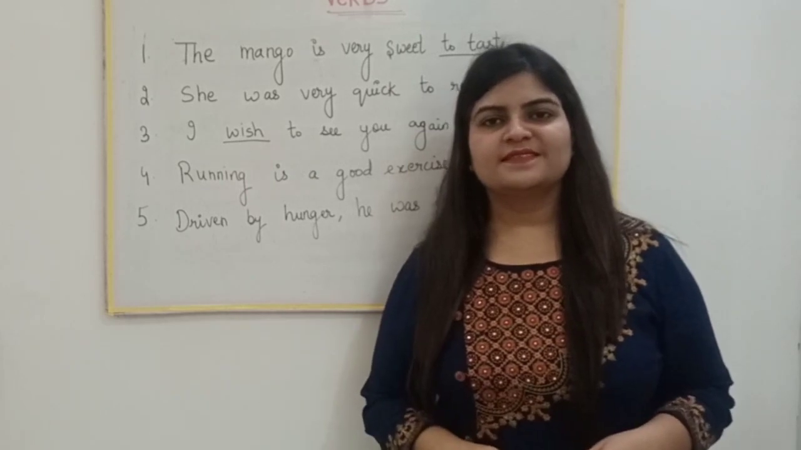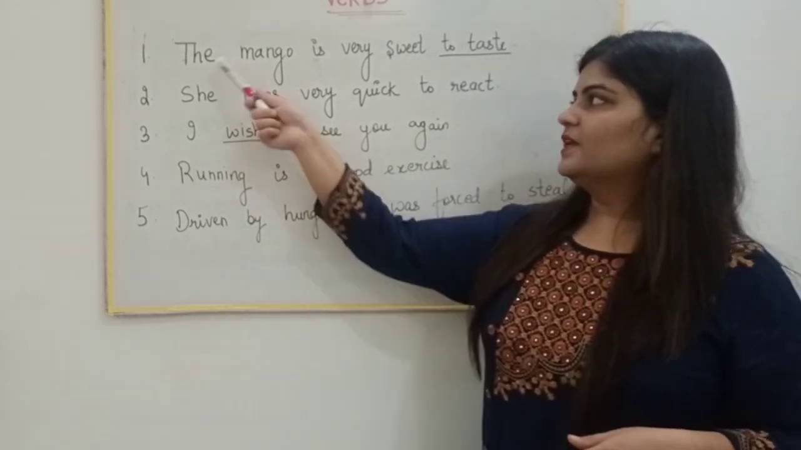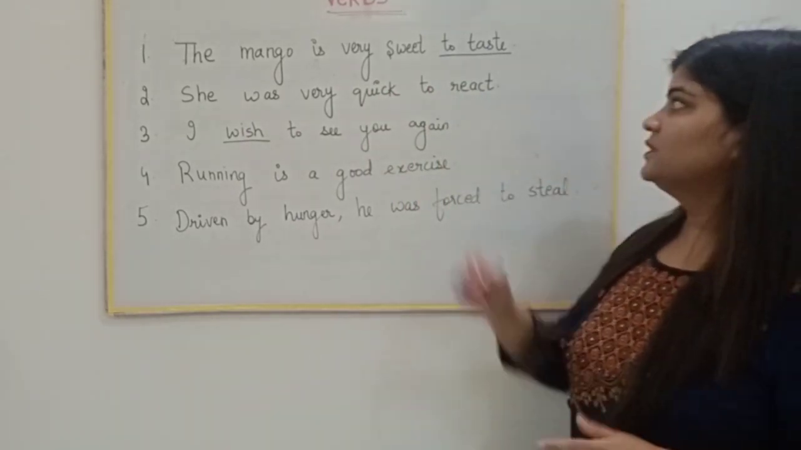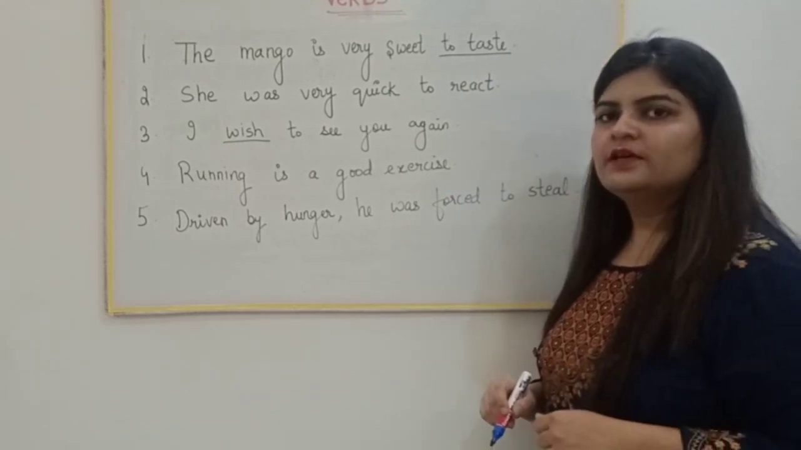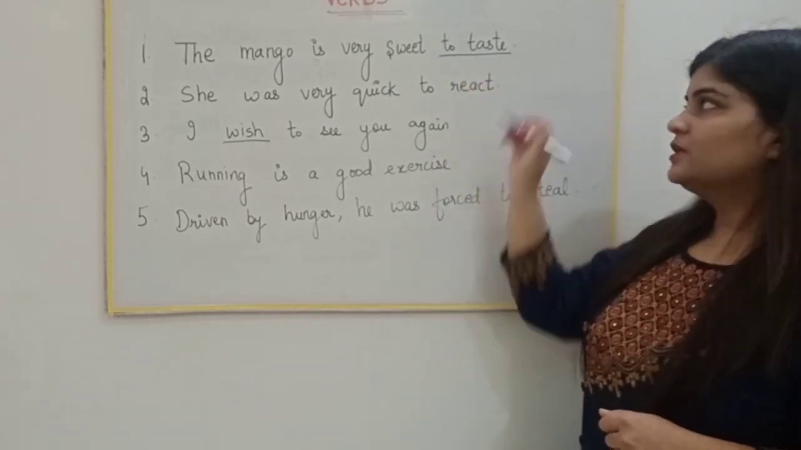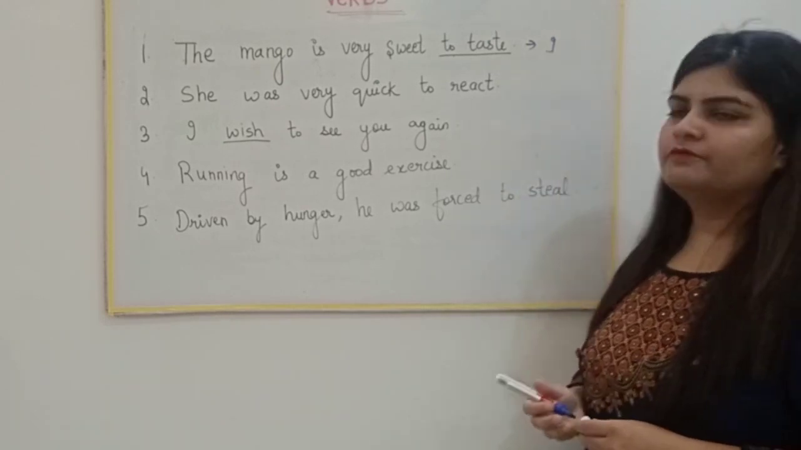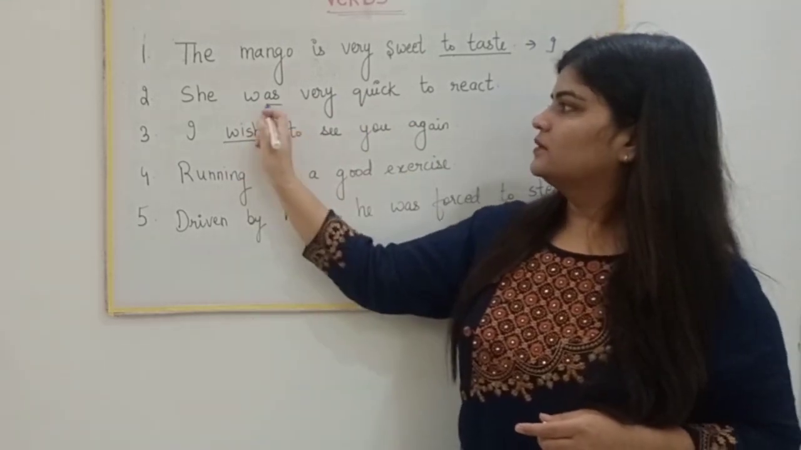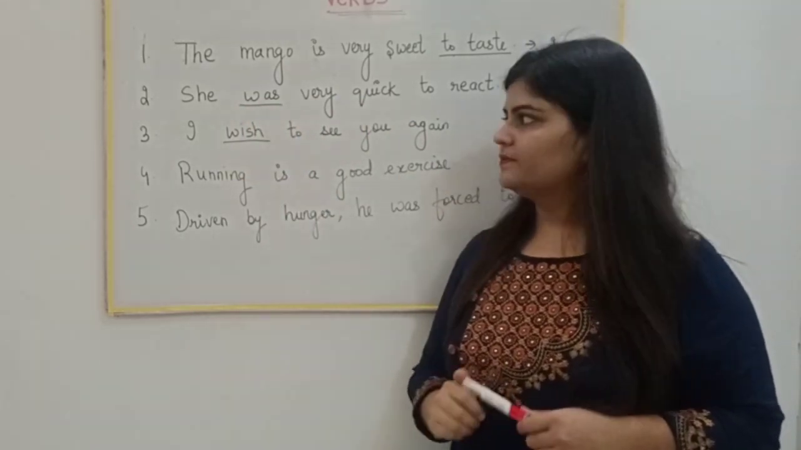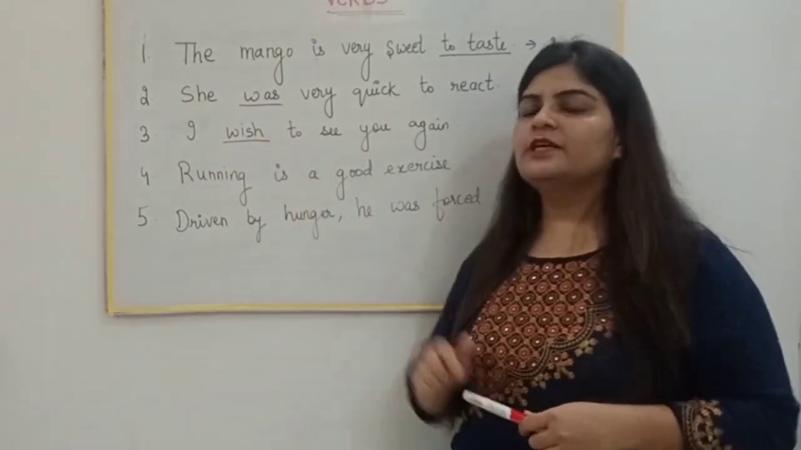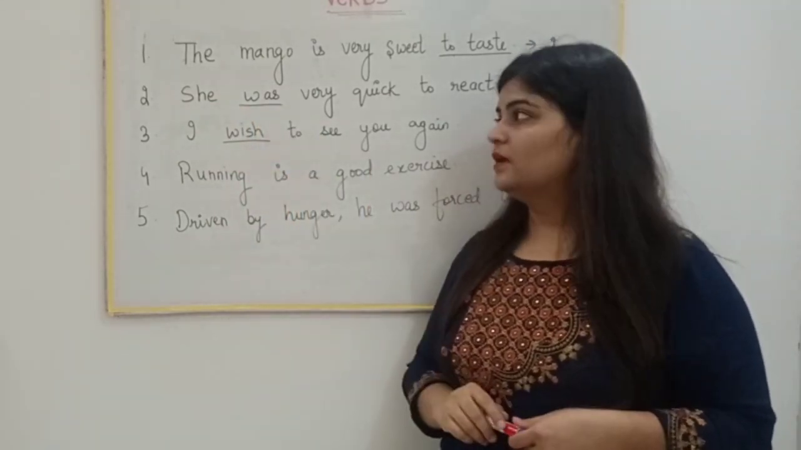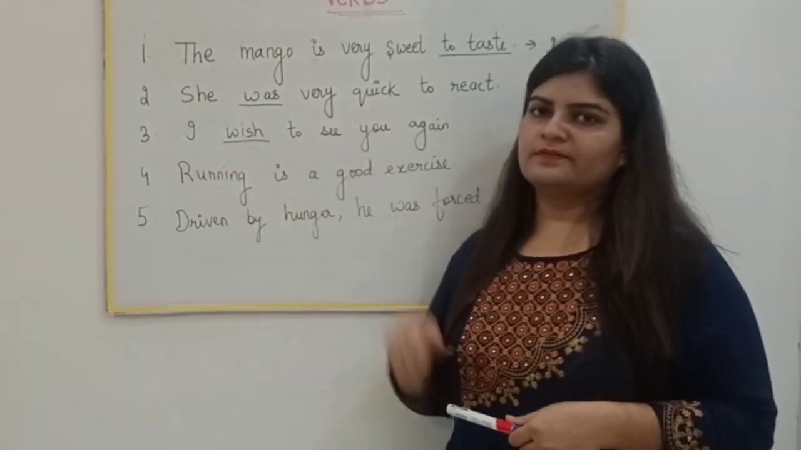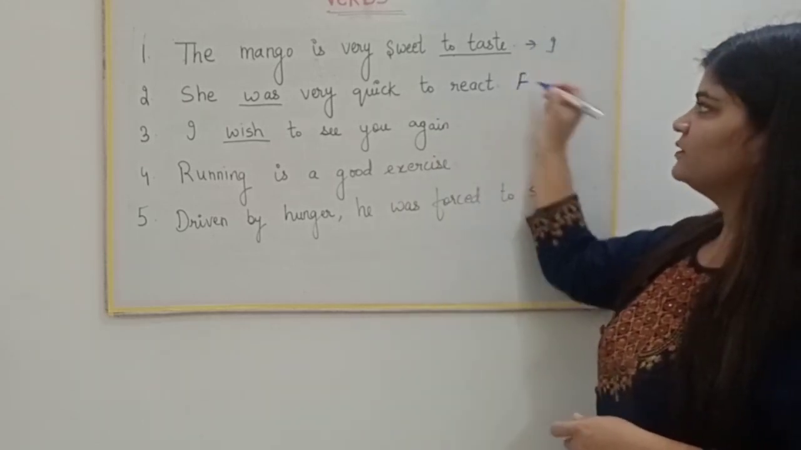So let's do the exercise. First question is, the mango is very sweet to taste and the verb underlined is to taste. This is the infinitive form, to plus verb. So this is infinitive verb. Next is, she was very quick to react. Here the verb is was. So she was. Can it change by the change of subject? Yes. If I say they, then the sentence will be they were. So this is finite verb.